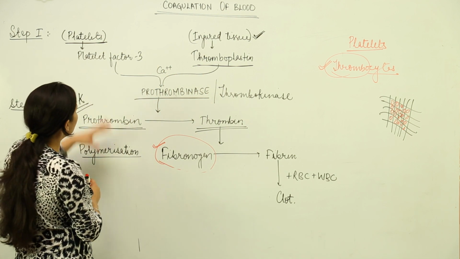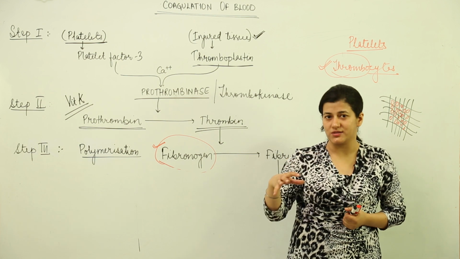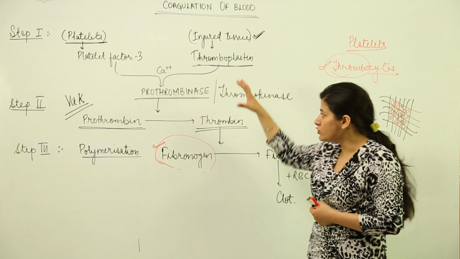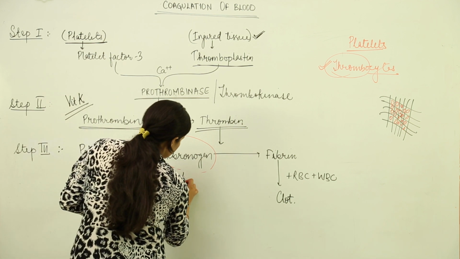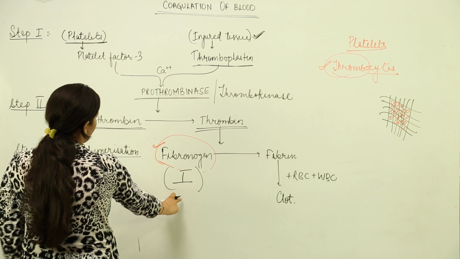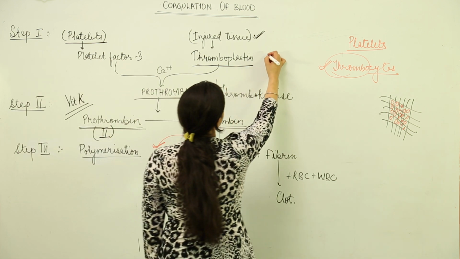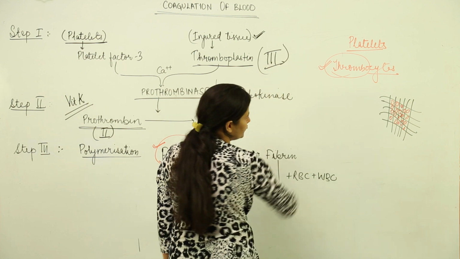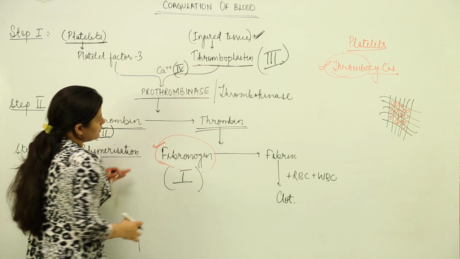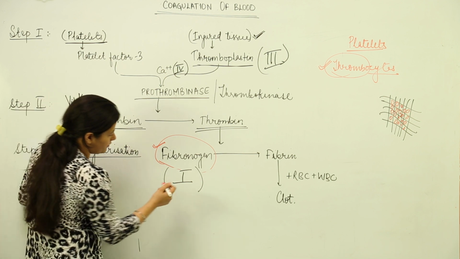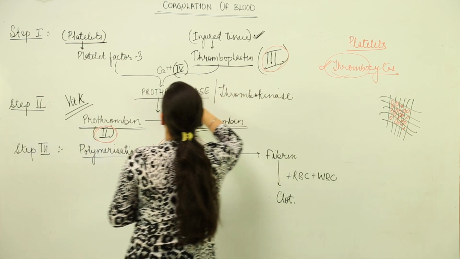You have to remember each and every name. Apart from these names, you have to remember there are more than 12 factors, and their naming has been done. There is a cascade of proteins, the most important ones being these. Fibrinogen is the first factor, known as factor number 1. Prothrombin is factor number 2. Thromboplastin is clotting factor number 3, and the calcium ions which play a very crucial role are factor number 4. So these are the 4 factors you have to remember: first fibrinogen, second prothrombin, third thromboplastin, and fourth calcium.